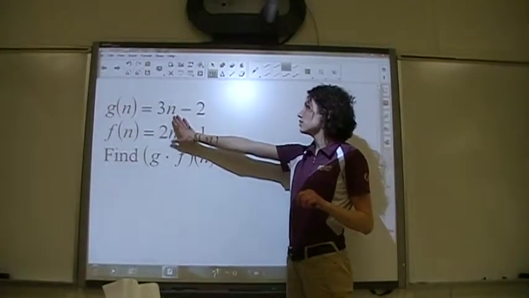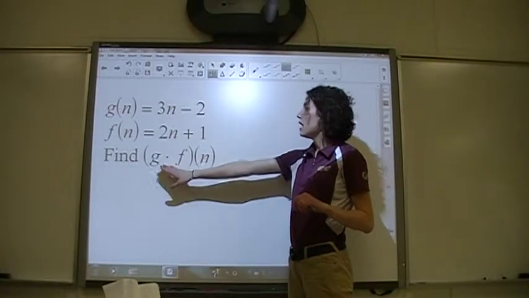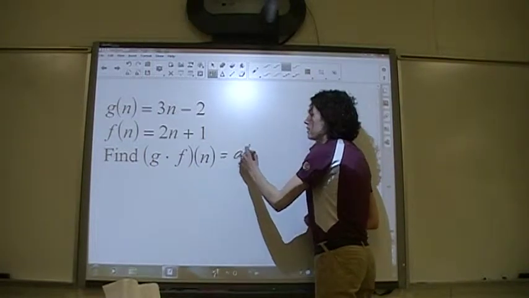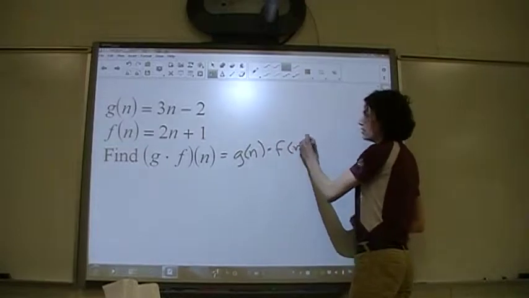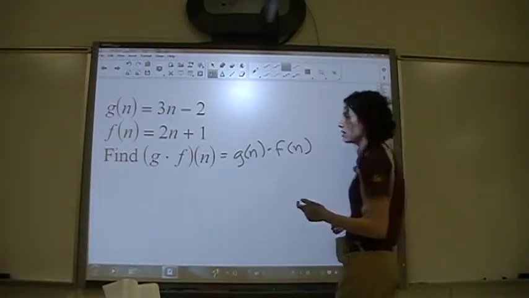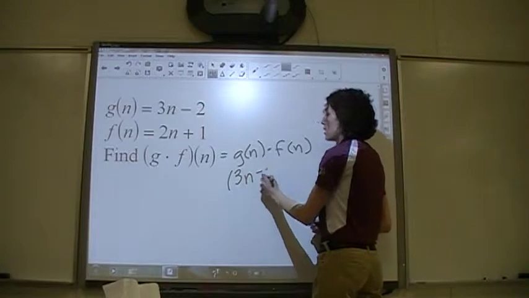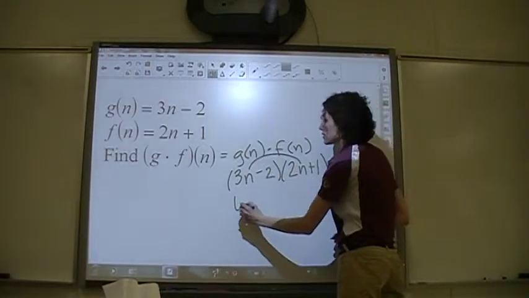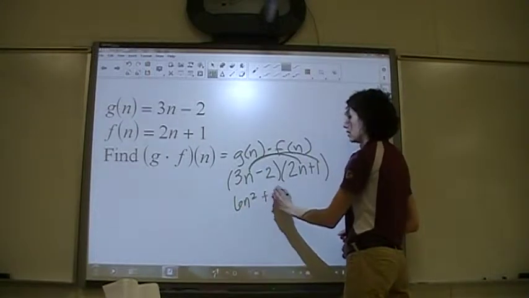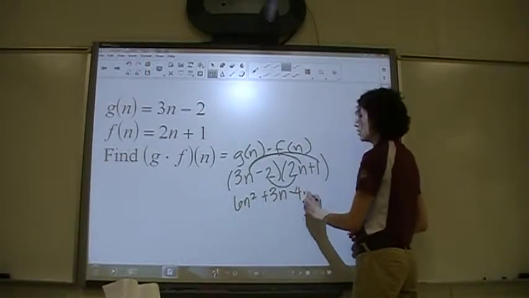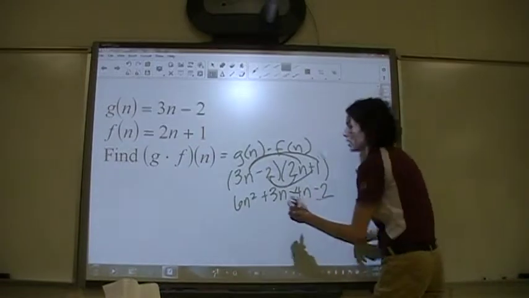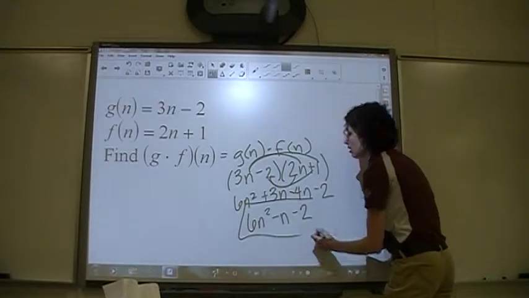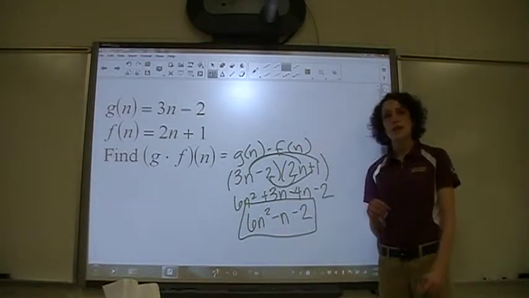If g of n is 3n minus 2, f of n is 2n plus 1, I want to know what g times f of n is. So that just means you can write this as g of n times f of n. And you simply take those two functions and multiply them together. So you have 3n minus 2 times 2n plus 1. You want to FOIL, so we have 6n squared plus 3n minus 4n minus 2. Combine your like terms, so you have 6n squared minus n minus 2. So that would be my function of g times f of n.